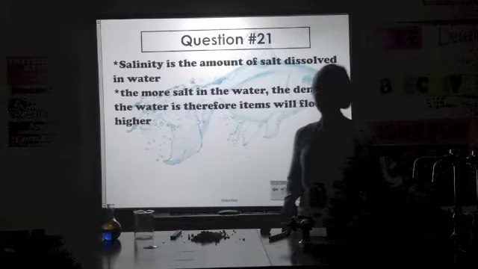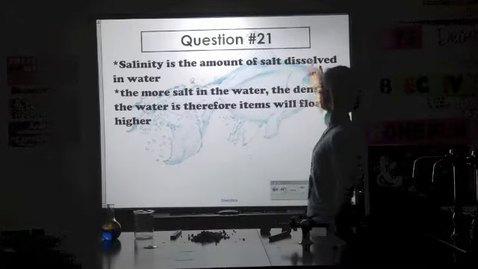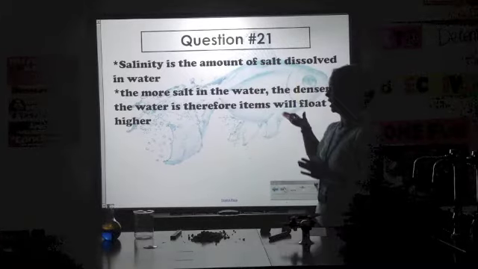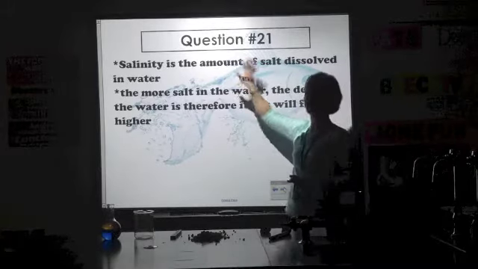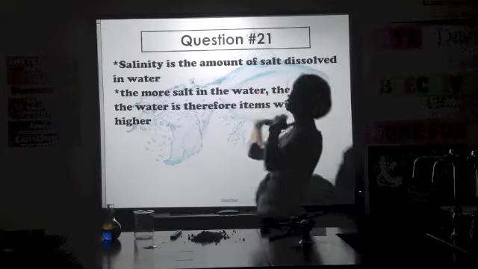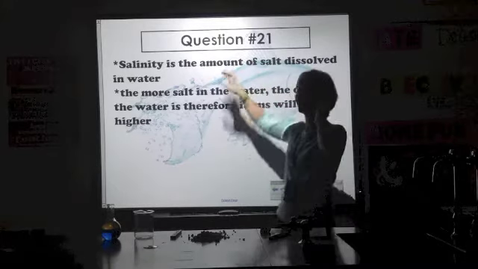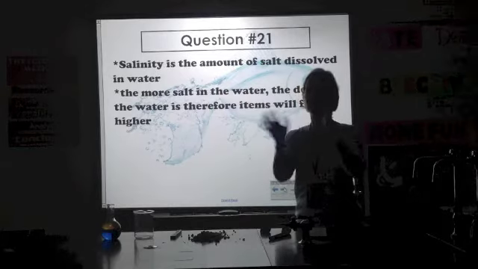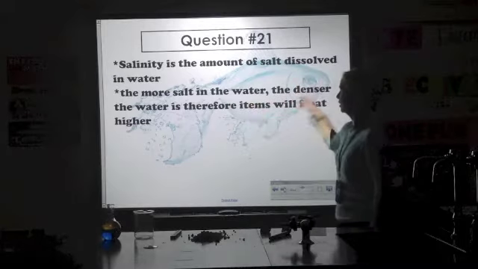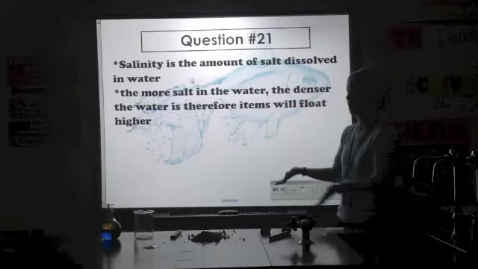All right, question number 21. What is meant by salinity and how does salinity relate to density? So salinity is how much salt is dissolved in water. Salinity is going to vary. It's going to depend on conditions. If you think of the Dead Sea, it is extremely salty, to the point where people in the Dead Sea are literally floating almost on top. Now they're not above the water, but they're floating pretty close, because there's so much salt. The more salt that's in the water, the denser the water is, which means anything that's floating on it is going to become less dense and float higher.